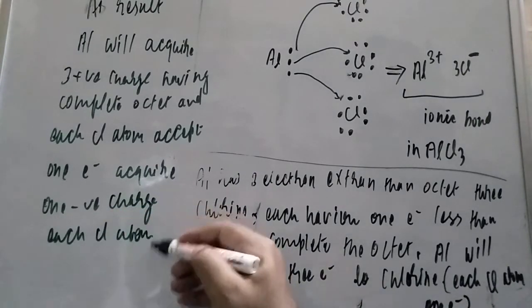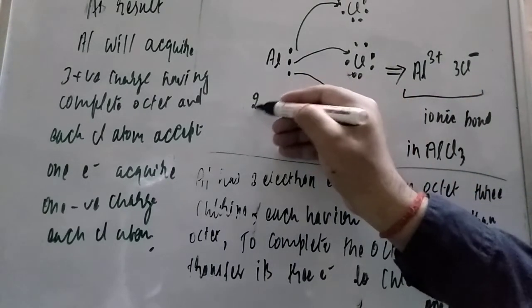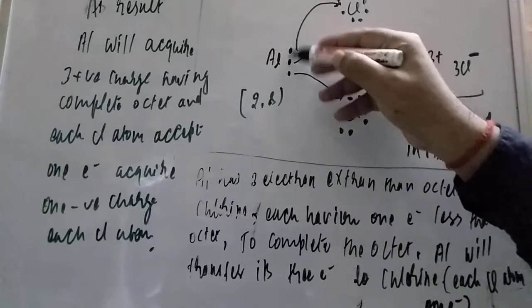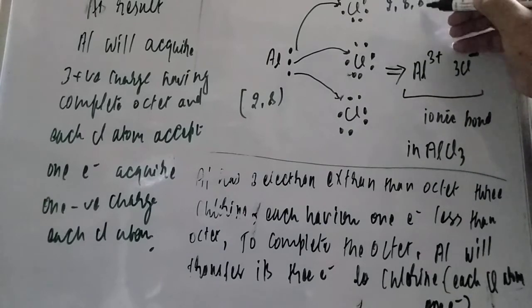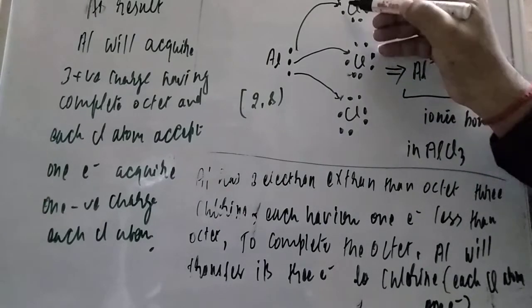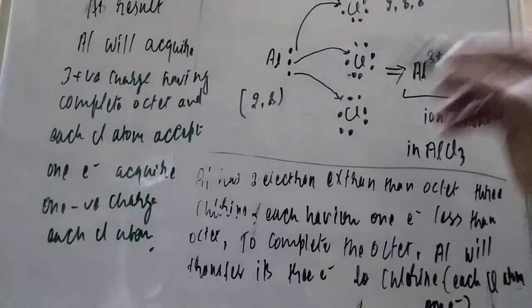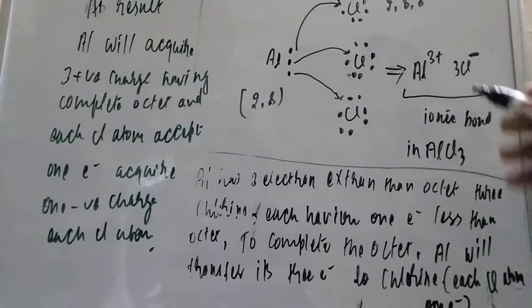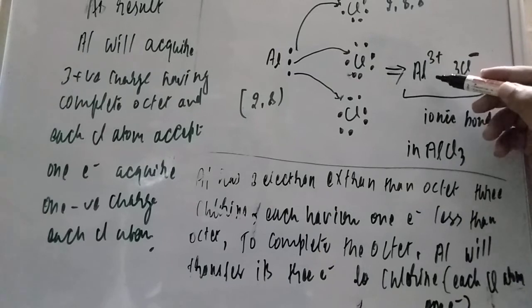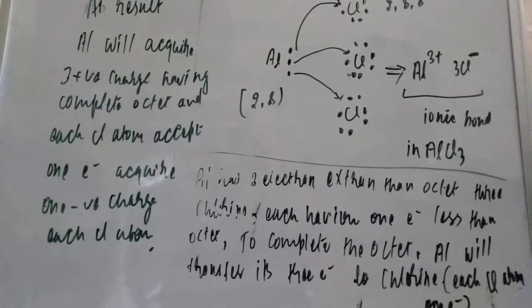As a result, each is completing the octet. What configuration is here, student? After transfer of the 3 electrons, aluminum is 2-8. Here chlorine will be 2-8-8, with the transferred electron making 8. So after transfer you are representing Al3+ and 3Cl-. So the ionic bond in AlCl3 can be explained like this. Okay, try to understand, students.